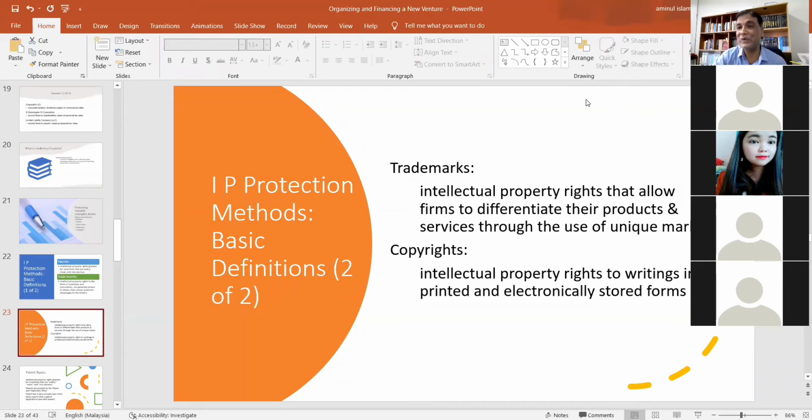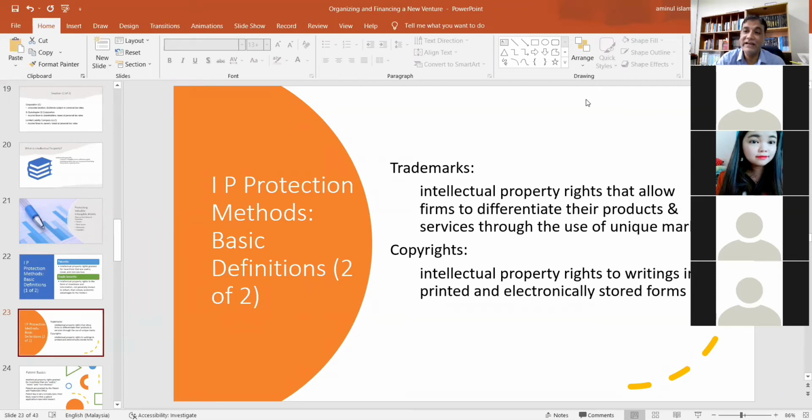That makes you stand alone from others. And finally, the fourth kind is called copyrights. Here, basically, it's an intellectual property right to write things in printed and electronically stored forms. And that's what is mine.